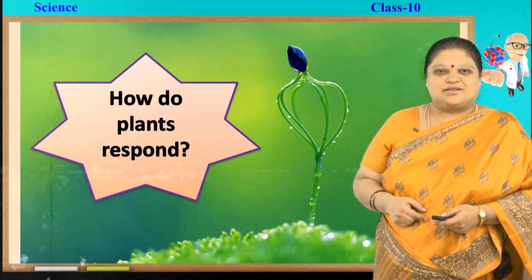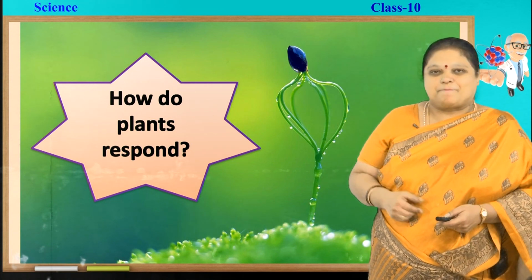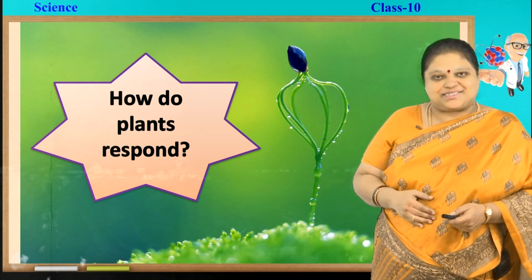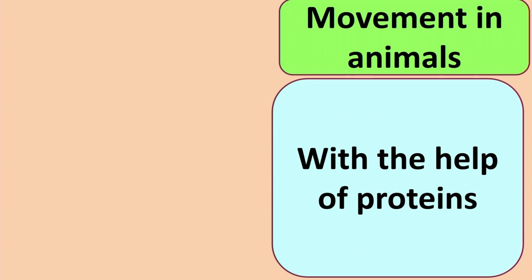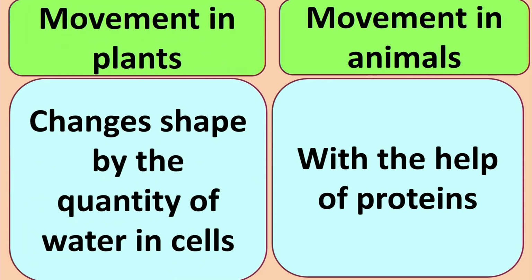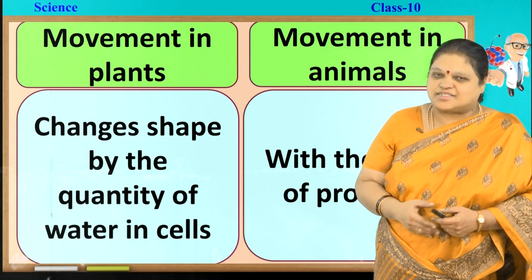There comes the solution. Plants are very intellectual in nature. Let us see how they send their impulses or messages. Now, let us see how it takes place. Movement in animals takes place with the help of proteins, which I will be explaining later on. Next, movement in plants takes place by changing the shape, by either absorbing or throwing out the water. Let us see how movement in plants takes place.